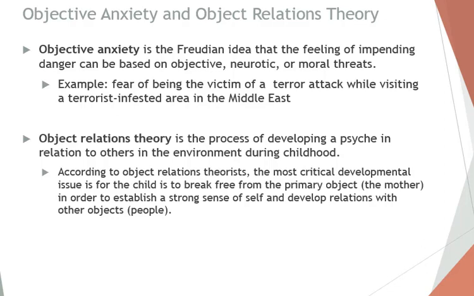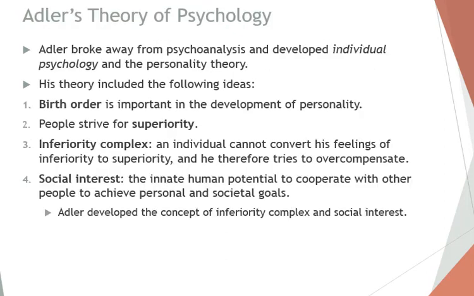Then we have object relations theory, which is the process of developing a psyche, in other words, a personality, a psychological profile in relation to others. According to this, you could say that the most critical developmental issue for a child is to break free of his or her dominant personality, namely, for most people, the mother, to establish a sense of self. That's really what being an adolescent is all about. Developing one's own independence, and as I think we discussed earlier, the bridge between childhood and adulthood is that stress and strain period where it's necessary to break away from the mother figure and establish a personality of his or her own.